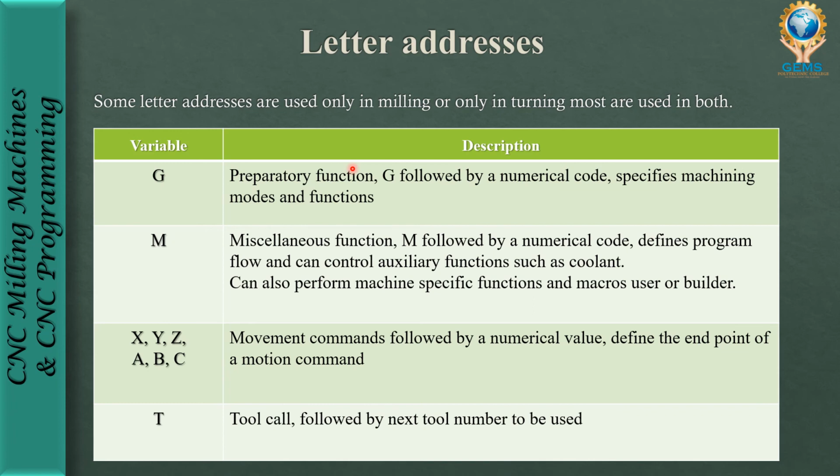And X, Y, Z and A, B, C, it will understand as axis movement. For example, X, Y, Z is used for linear axis movement, and A, B, C represents the rotary axis movement corresponding to the X, Y, Z axes. And T, this capital T, represents the tool call or the tool number. If you mention T in the program, it will consider it a tool change or tool call.